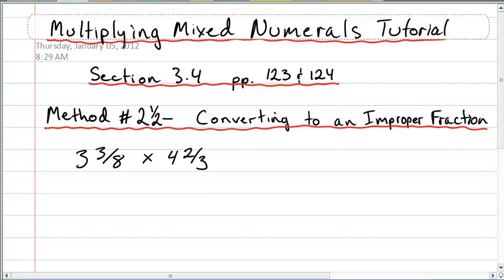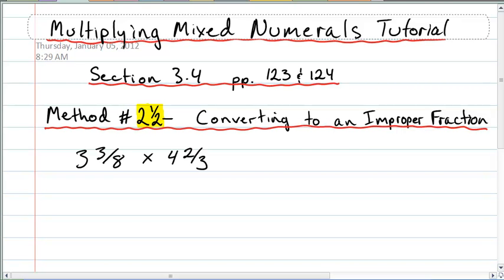Okay, the third method for multiplying mixed numerals is not really a third method, it's just another step in the method involving an improper fraction. So I'm just going to call this method 2.5 instead of method 3.